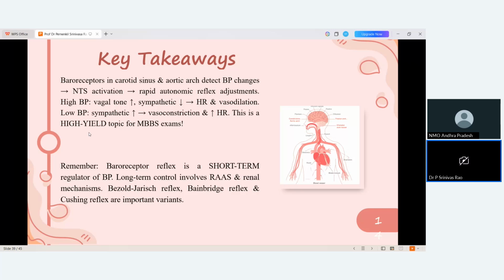Bezold-Jarisch reflex is a 3 marks question for you. You go through it. Bainbridge reflex, 3 marks question for you. Go through it. Cushing reflex are also important variants. So these 3 reflexes also can be asked as 3 marks questions. Bezold-Jarisch reflex because of the pain, Bainbridge reflex, and Cushing's reflex. When there is an increase in the intracranial pressure, what happens? These 3 are also important.